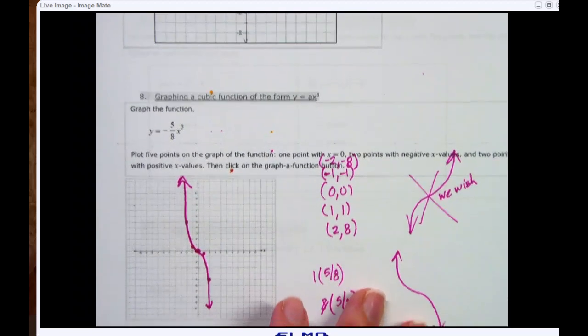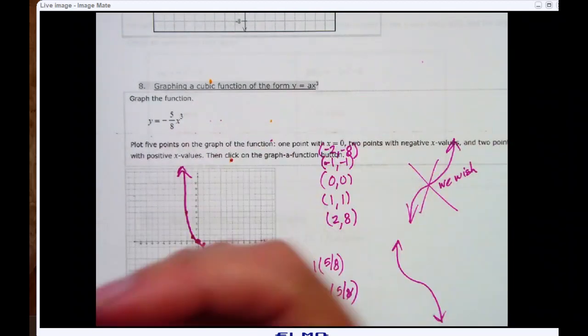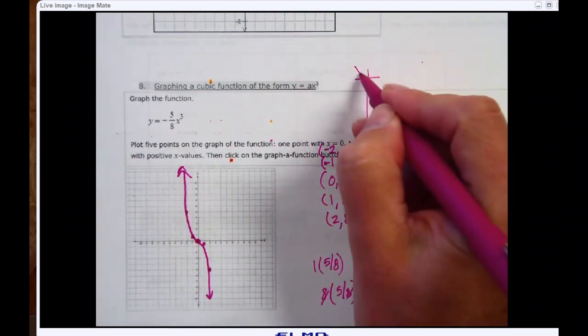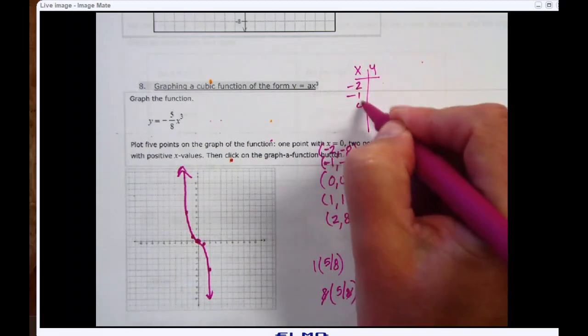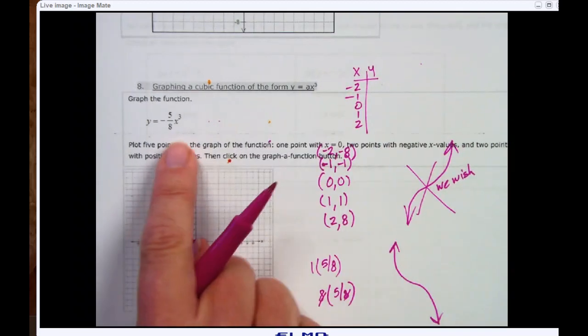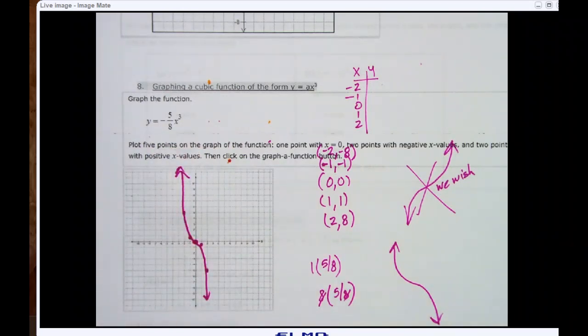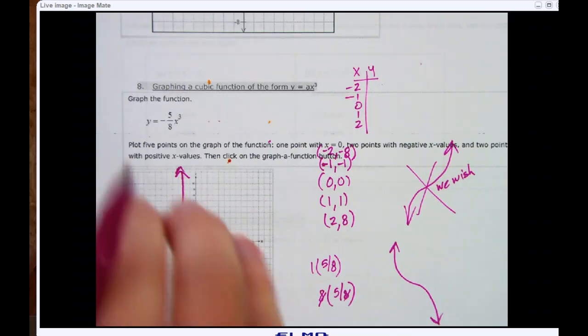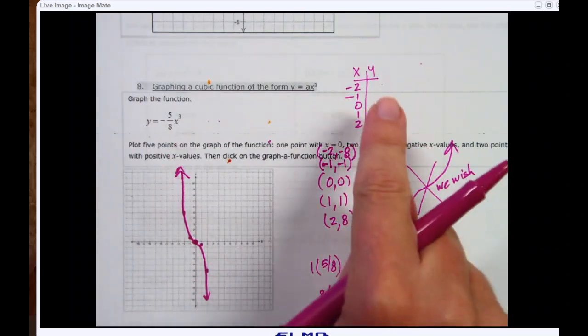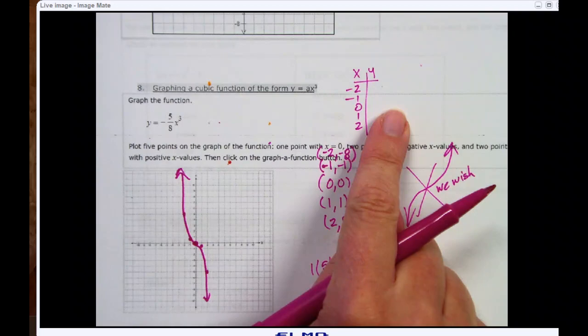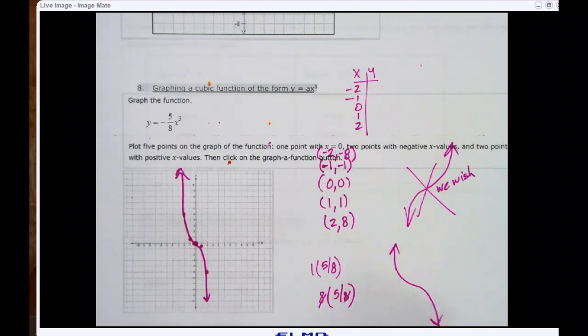And again, if you hate moving the parent function around, is there any problem with plotting points like this, taking your values and plugging them in? Nothing wrong. Okay? That's a great way to do it. In fact, if you talk to me and say, Mrs. Yates, I hate moving the parent function, will you please spend some time with me on a table? I'd be happy to. Okay?